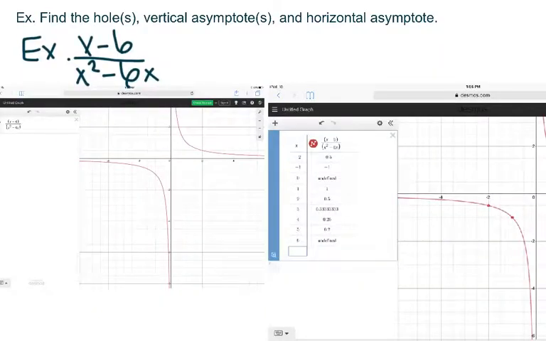Okay. So we're going to do this example together. We're going to find the hole or holes, the vertical asymptotes, and the horizontal asymptotes. And sometimes they don't have any of these. You just have to look at it.